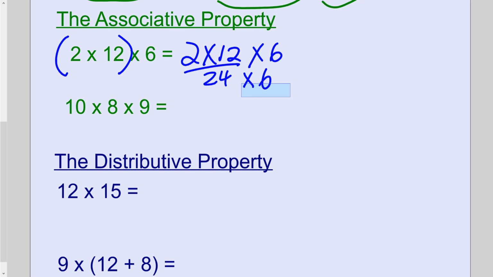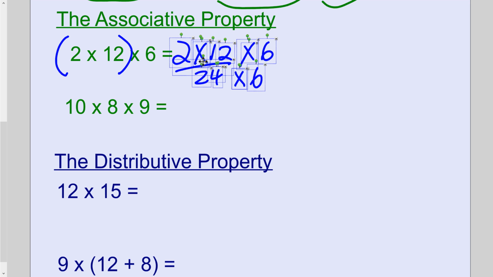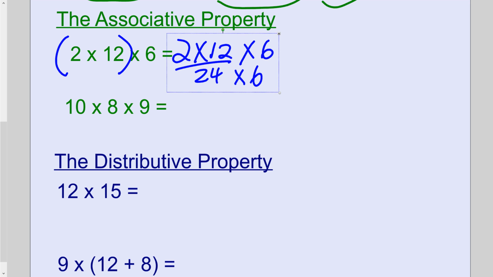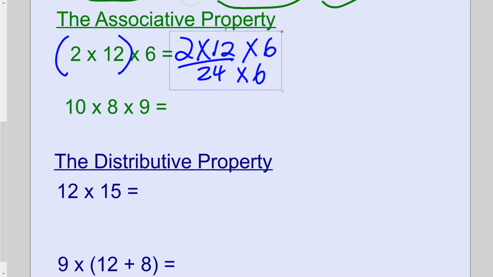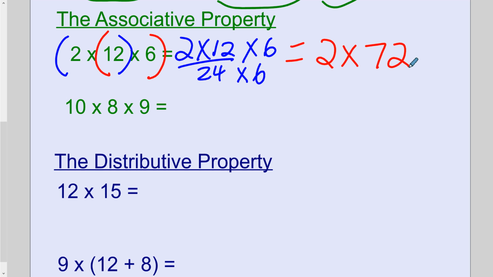So what I'm going to do instead of doing that is move my parentheses and put them around the 12 times 6. Now the 12 times 6 is what I have to multiply first. So now I'm going to have 2 times 72. And the reason I like that is because doubles aren't so bad. Well, 72 twice is 144. So 2 times 12 times 6 is 144.